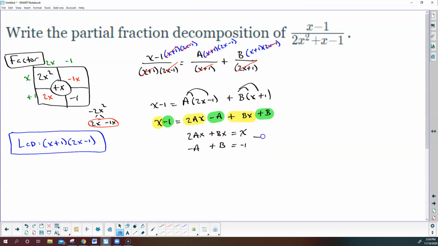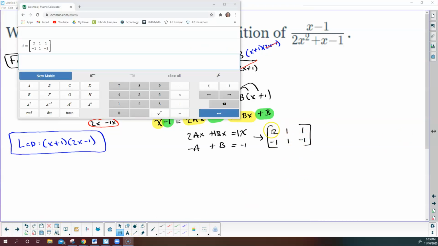And now we're able to set up our matrix. I have a system of two equations and two unknowns. Remember, we're taking only the coefficients. So 2, there's always a 1 right here, and then there's always a 1 in front of the x. And then I've got a -1, a positive 1, and a -1. And then grab your calculator. I made a new matrix. It's a 2 by 3 matrix, and I put in the 2, 1, 1, negative 1, 1, negative 1, and then we're going to do the reduced row echelon of matrix A.